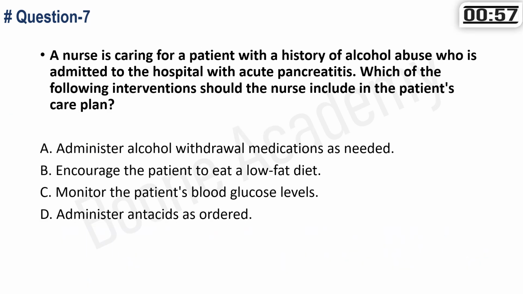Question 7. A nurse is caring for a patient with a history of alcohol abuse who is admitted to the hospital with acute pancreatitis. Which of the following interventions should the nurse include in the patient's care plan? A. Administer alcohol withdrawal medications as needed. B. Encourage the patient to eat a low-fat diet.